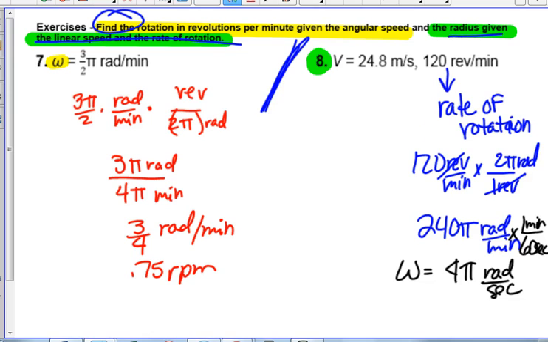Does anybody remember the relationship that I wrote down? Nice. Okay, it is on the sheet. We're trying to find r, so what do we have to do here?